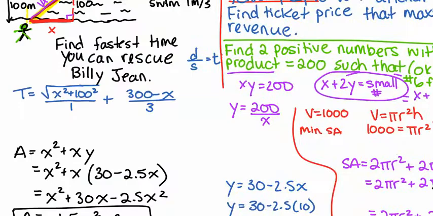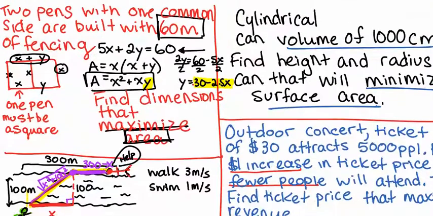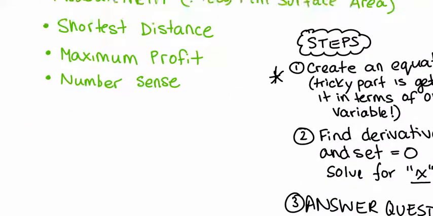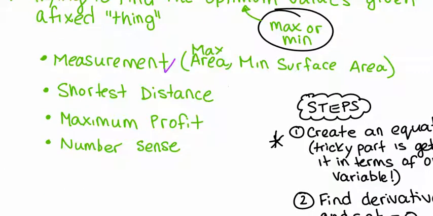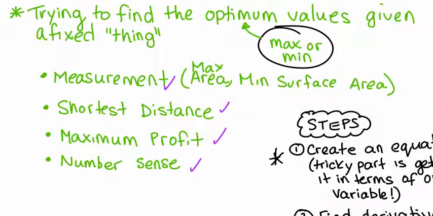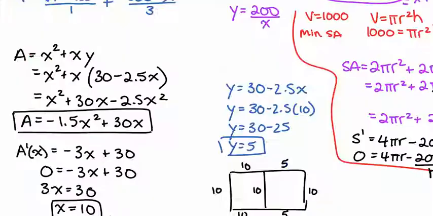Okay, so that's optimization, and those are a variety of questions that you could see. So we went over measurement, distance, profit, and the number one since one got cut short. Whew, okay, awesome. I hope that helps.